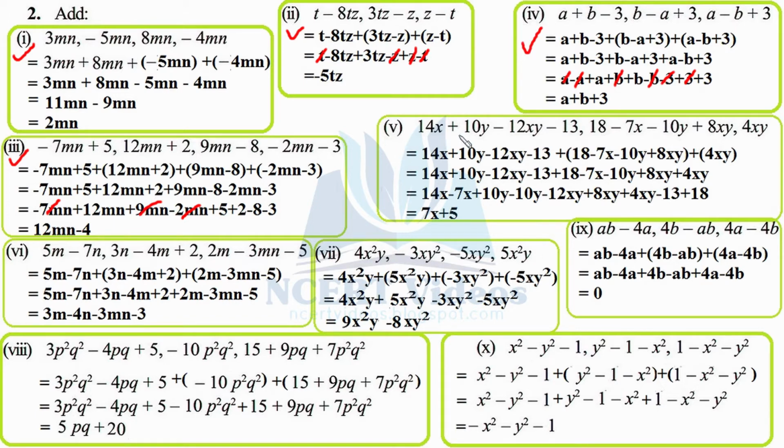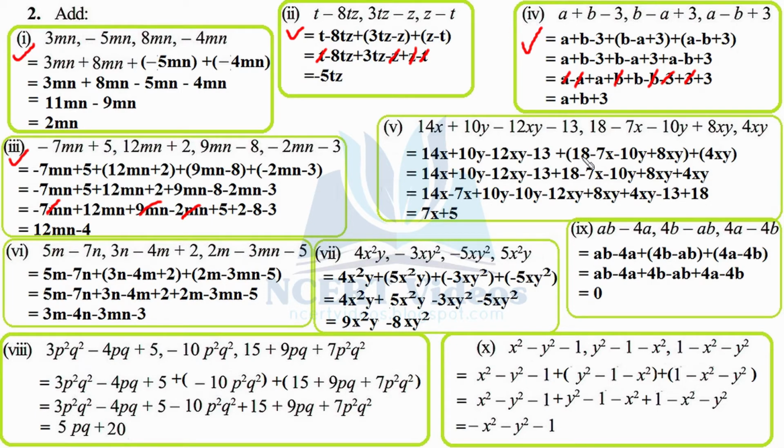Fifth, 14x plus 10y minus 12xy minus 13. This is complete one term, and another term is this. We have three terms. Writing first term, addition, second term in bracket, addition, third term. We learned this step very well. Opening bracket. This seems fine, so we write same.